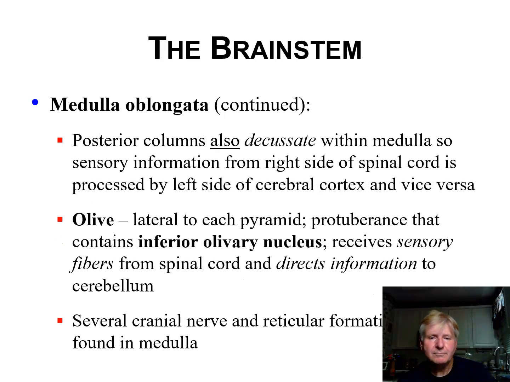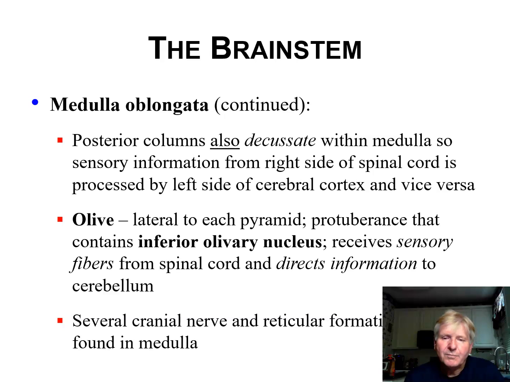The dorsal columns or posterior columns also decussate. Decussate means to cross over within the medulla. So therefore, sensory information from the right side of the spinal cord is processed by the left side of the cerebrum and vice versa. That's the reason when an individual has had a stroke in the right frontal lobe, in the right primary motor cortex, they'll have left-sided symptoms like a weakness on the left side of their body.